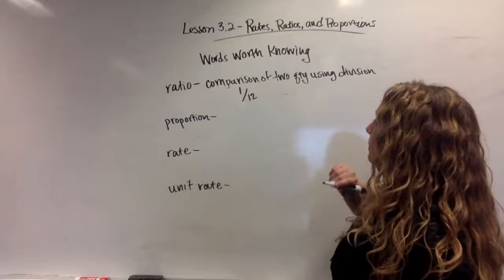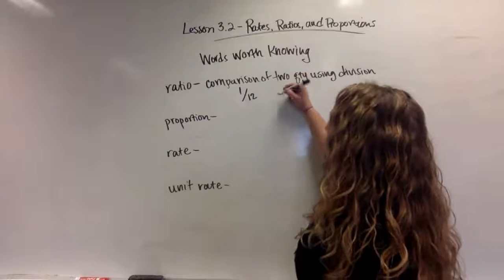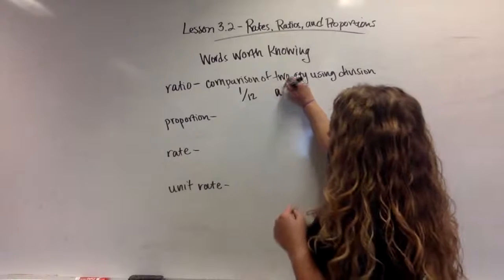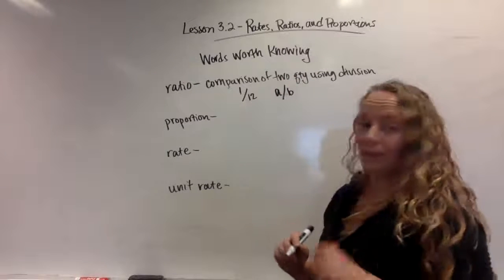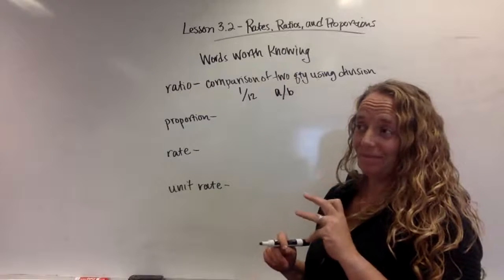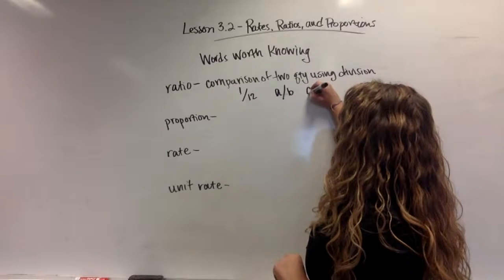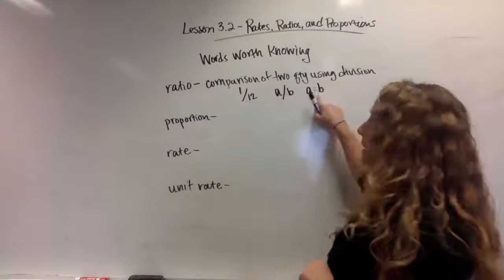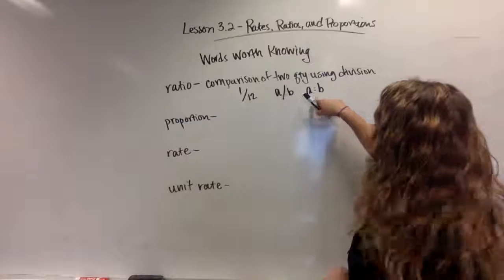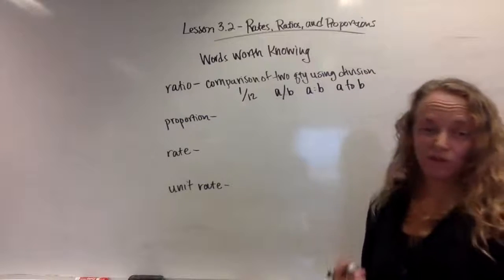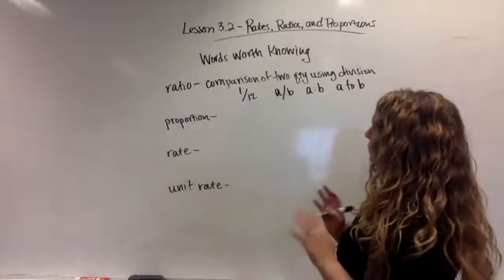We can write ratios in 3 different ways. We can write them as A divided by B. There we go. A divided by B. We can say A to B with a colon in between, or we could write A to B with an actual word of 2, okay? You can write ratios in 3 different ways.